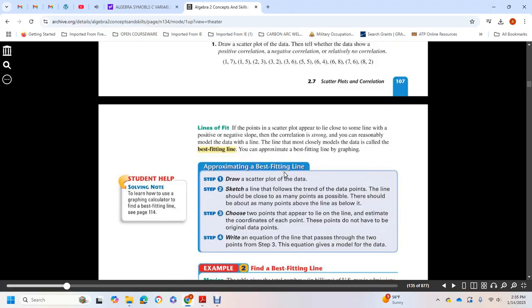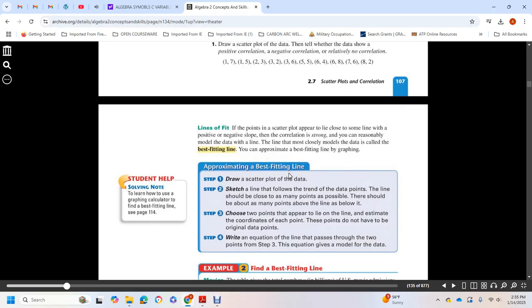Lines of fit. If the points of a scatter plot appear to lie close to a line with a positive or negative slope, so the correlation is strong, you can reasonably model the data with a line. The line that closely models the data is called the best-fitting line. You can approximate the best-fitting line by graphing.